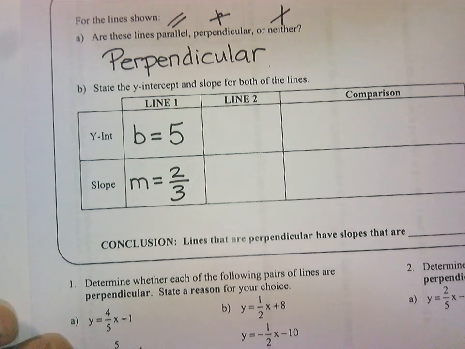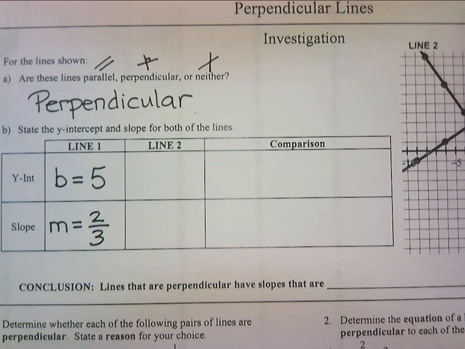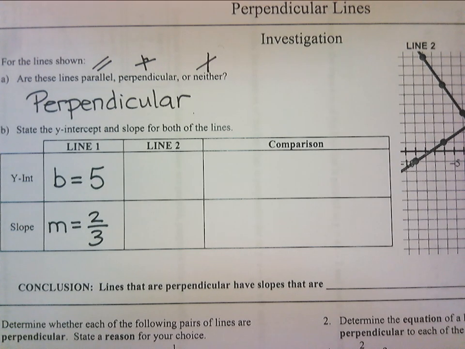Okay, I'm going to ask you to take a moment and see if you can figure out line 2. Pause the video if you need to. I'm going to try to work it out and see if we can maybe take the same amount of time. So calculate your y-intercept and slope for that second line, please.